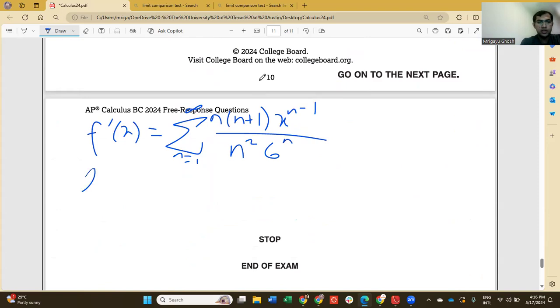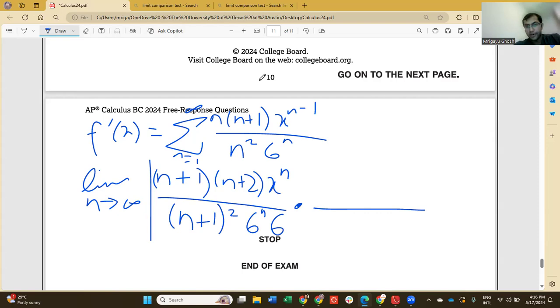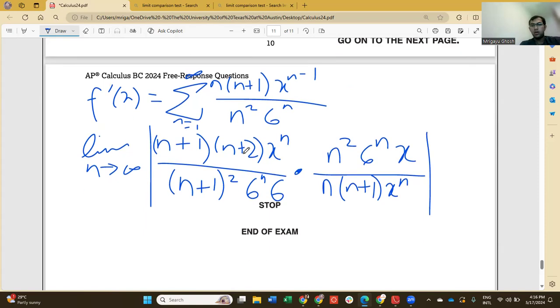Okay, so for ratio test, we're going to take the limit as n approaches infinity of the absolute value of the n plus 1 term. So n plus 1, n plus 2, x to the n plus 1 minus 1, which is just x to the n, over n plus 1 squared times 6 to the n plus 1, which is 6 to the n times 6. And then I'm going to divide it over the current term, which is the same as multiplying by its reciprocal, which is n squared, 6 to the n. And on the bottom, I have n times n plus 1 times x to the n minus 1, but I can just write that as x to the n and x on the top. Good. All right. Much cleaner now.